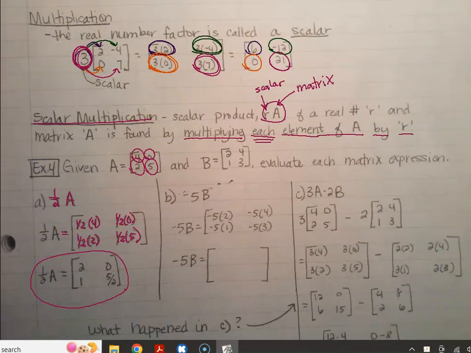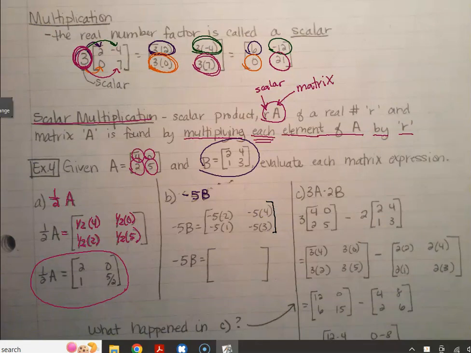Okay, so let's give B a shot. This one says negative 5B. So that's what we're distributing. We're multiplying negative 5 by each element of B this time. So we have negative 5 times 2, negative 5 times 4, negative 5 times 1, and negative 5 times 3 right here. Oh, and I didn't close that. You might close that matrix. I missed that.